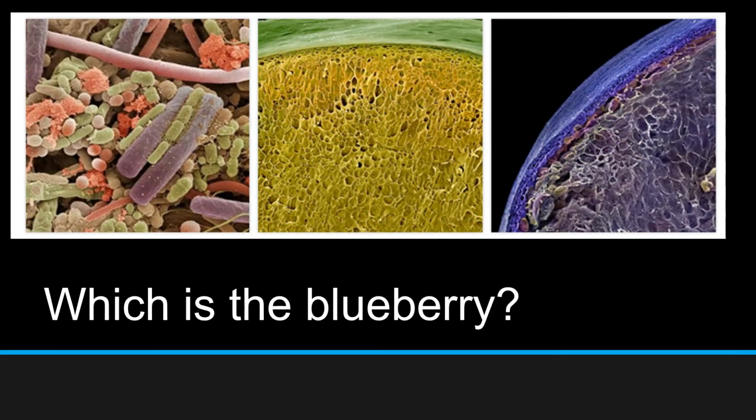Next question. Which is the blueberry? Is it question 1, question 2, picture 1, picture 2, or picture 3? Which is the blueberry? I'm hoping that there is a bit of a clue in the name of the fruit and in the picture. So which is the blueberry? Have a look and a guess.